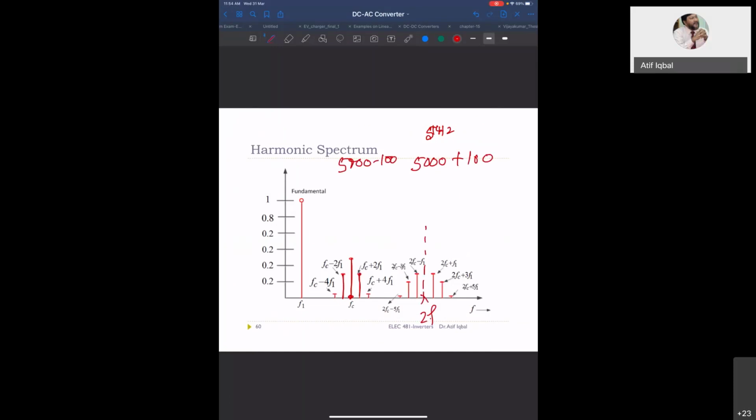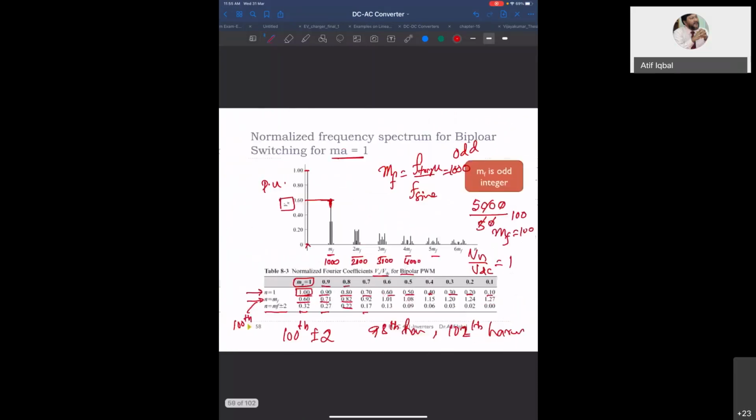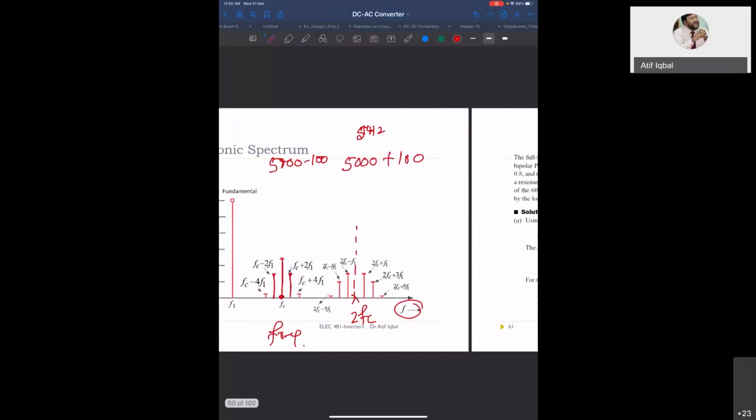At 2 mf there is nothing; you see, it is absent. 2fc is absent, but you have only sidebands. So this is with respect to switching frequency, and this is with respect to mf, the ratio of the switching frequency over the sine wave frequency.